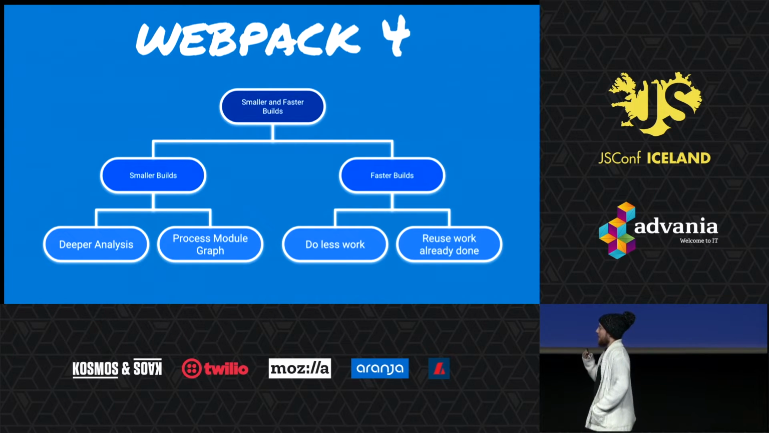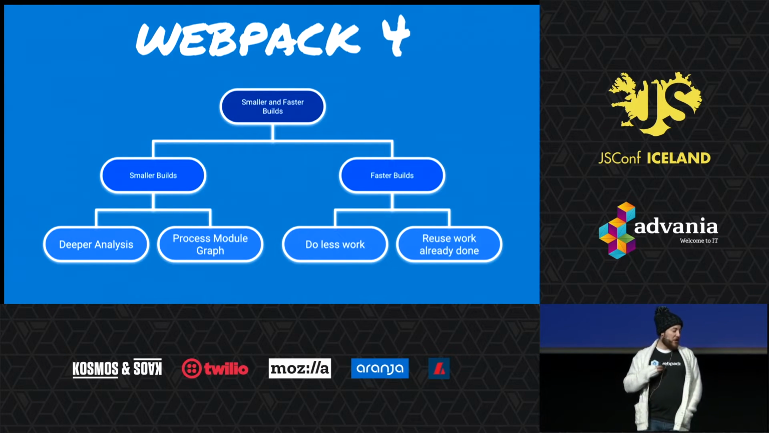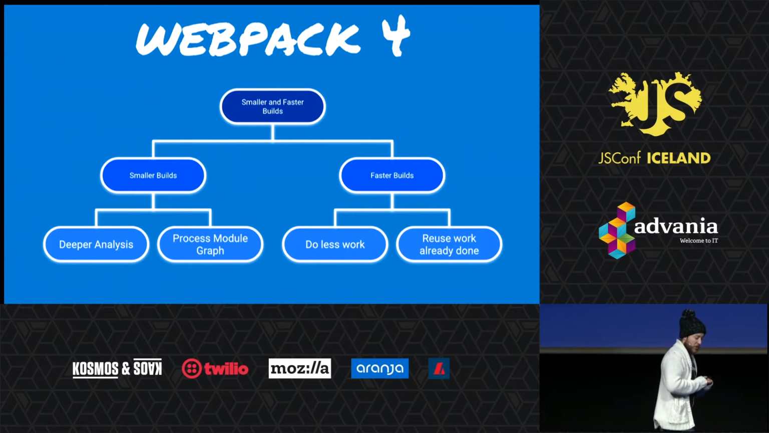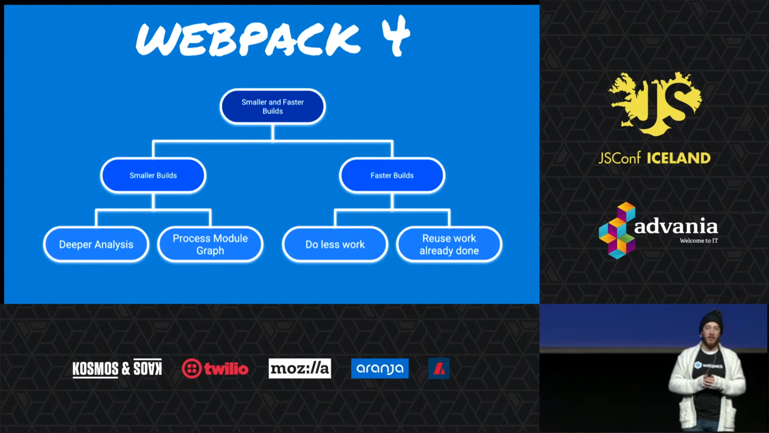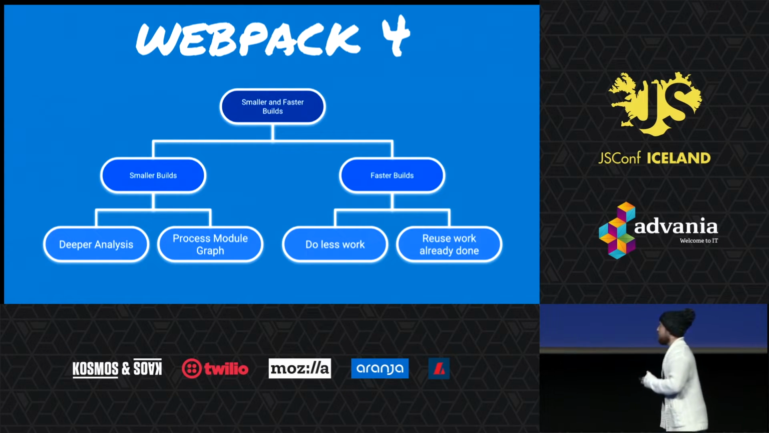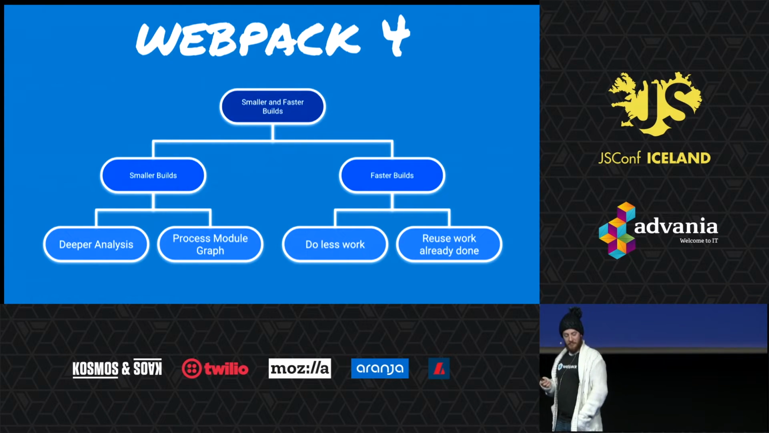And if I talk about smaller and faster builds and we try and break it down, you can kind of categorize it here. To have a smaller build, you're going to need to do more analysis on the code, and you're going to have to process more of the module graph. For faster builds, though, you're going to have to do less work and reuse existing work that's already been done. So these are kind of conflicting.